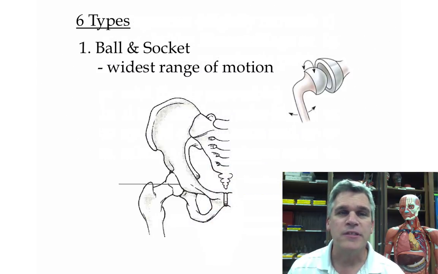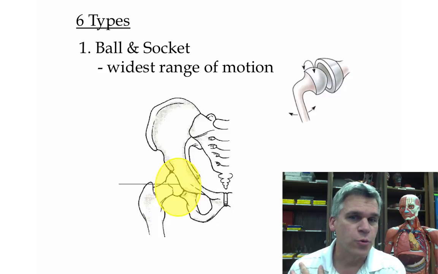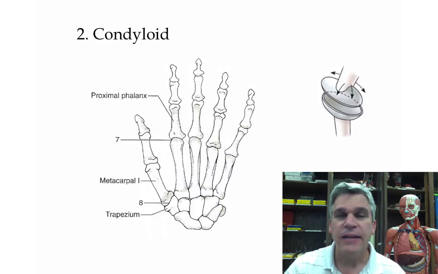The first type is the ball and socket joint. This gives us our widest range of motion. We see this in places like the hip. So you can see how the head of the femur fits right into the acetabulum of the hip. We see the same thing in our shoulder as well, where the humerus fits right into the clavicle and the scapula.